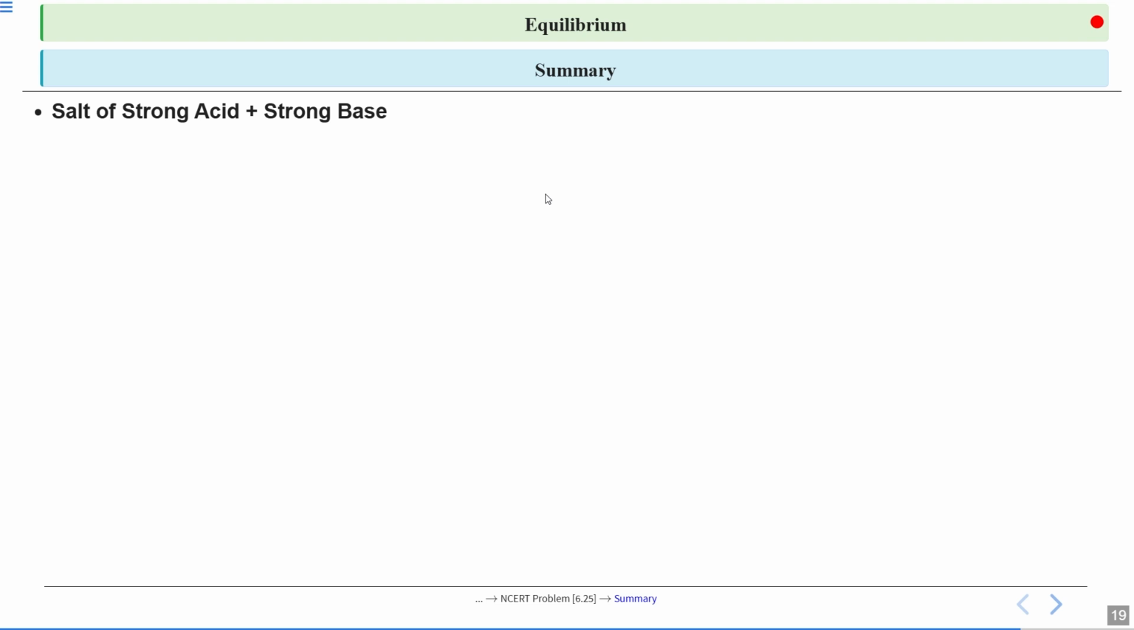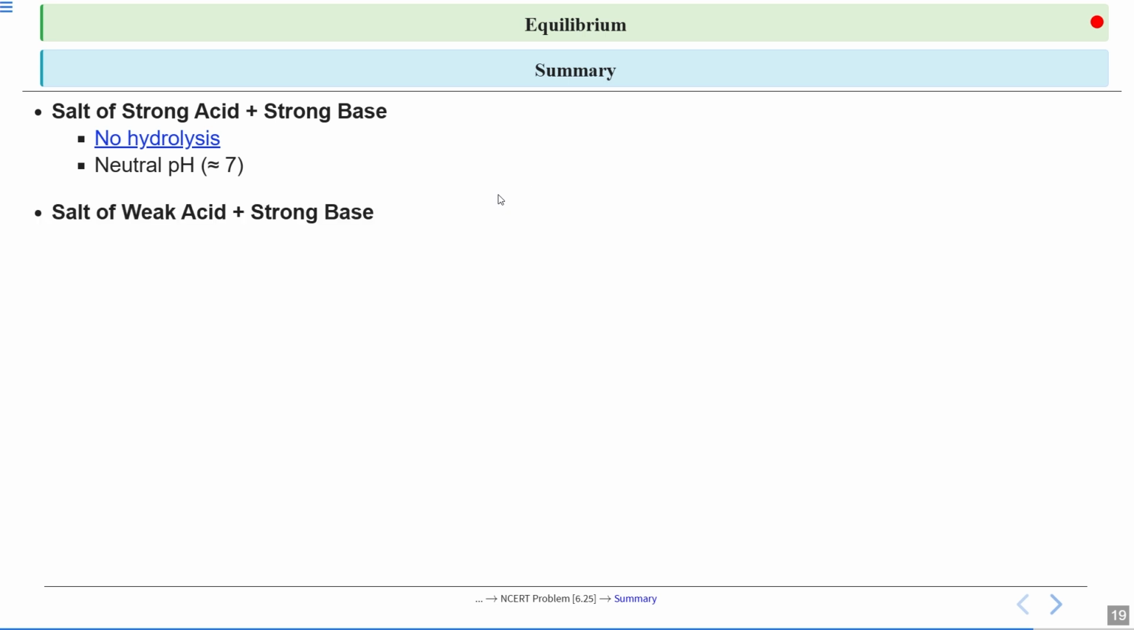Let us try to summarize all of what we have studied till now. First, we have seen the case of the salt of a strong acid and strong base, and we said that due to the nature of the cation and the anion, there is no hydrolysis, and the pH is equal to 7, which is a case of neutral.